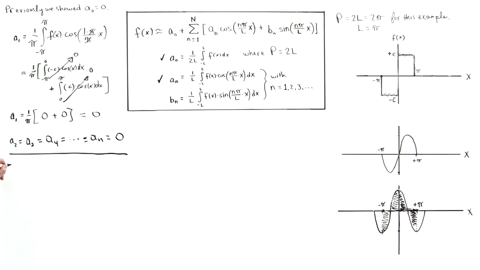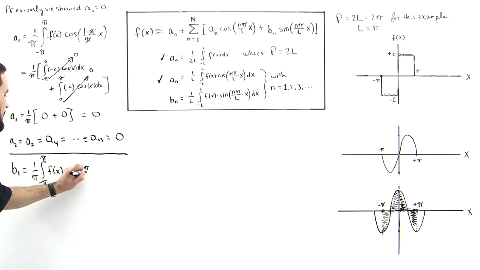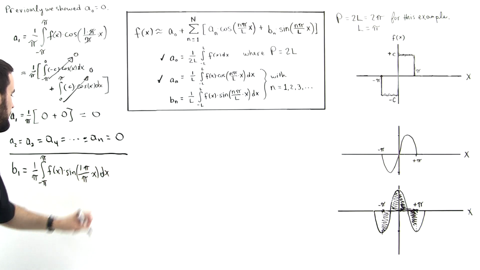Again, I'm going to step out of the way, and let's do B1. B1 will be equal to 1 over pi, negative pi to pi. F of x, we're writing it in general first, times the sine of n pi over L times x. N is 1. You see this? We're dealing with the first one. So this is 1 times pi divided by pi, because L is pi, times x dx. So this is canceling, bang, bang. And we see that this is just the sine of x in here.